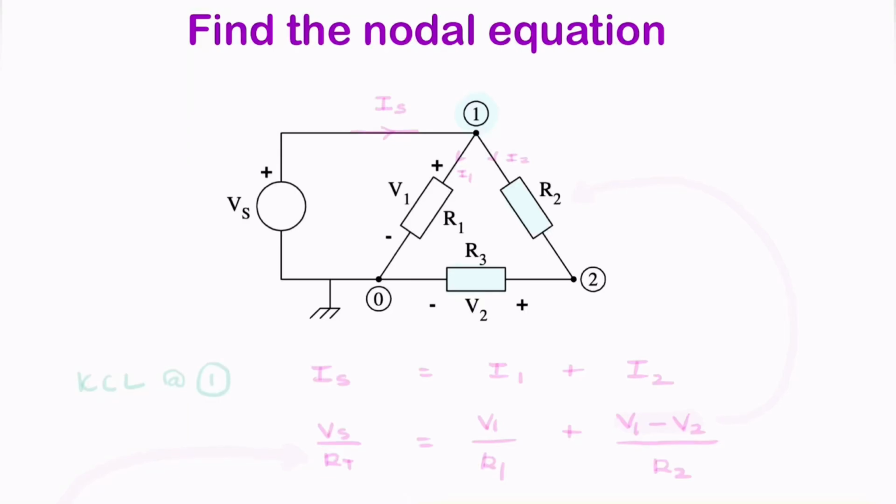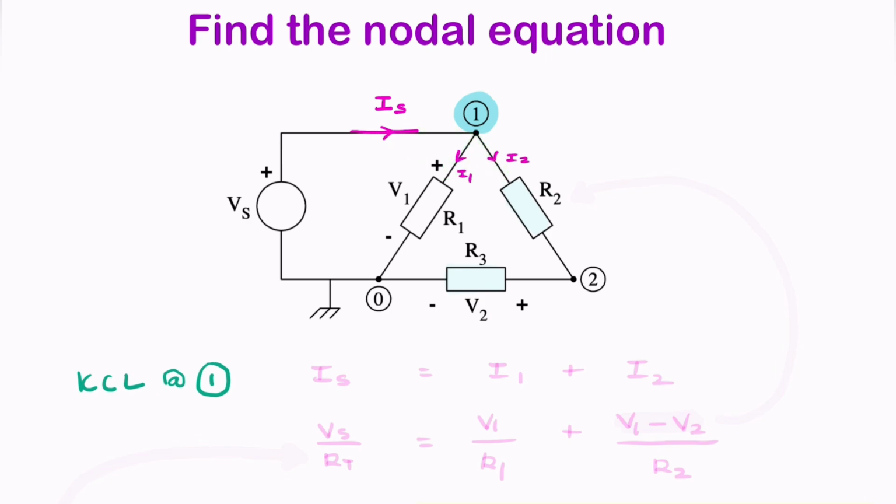So to find the nodal equation for this circuit, essentially we're going to be using Kirchhoff's current law. And if we use this node here, so Kirchhoff's current law at node 1, then essentially we're saying that the current here, let's call that IS, is equal to I1 plus I2.